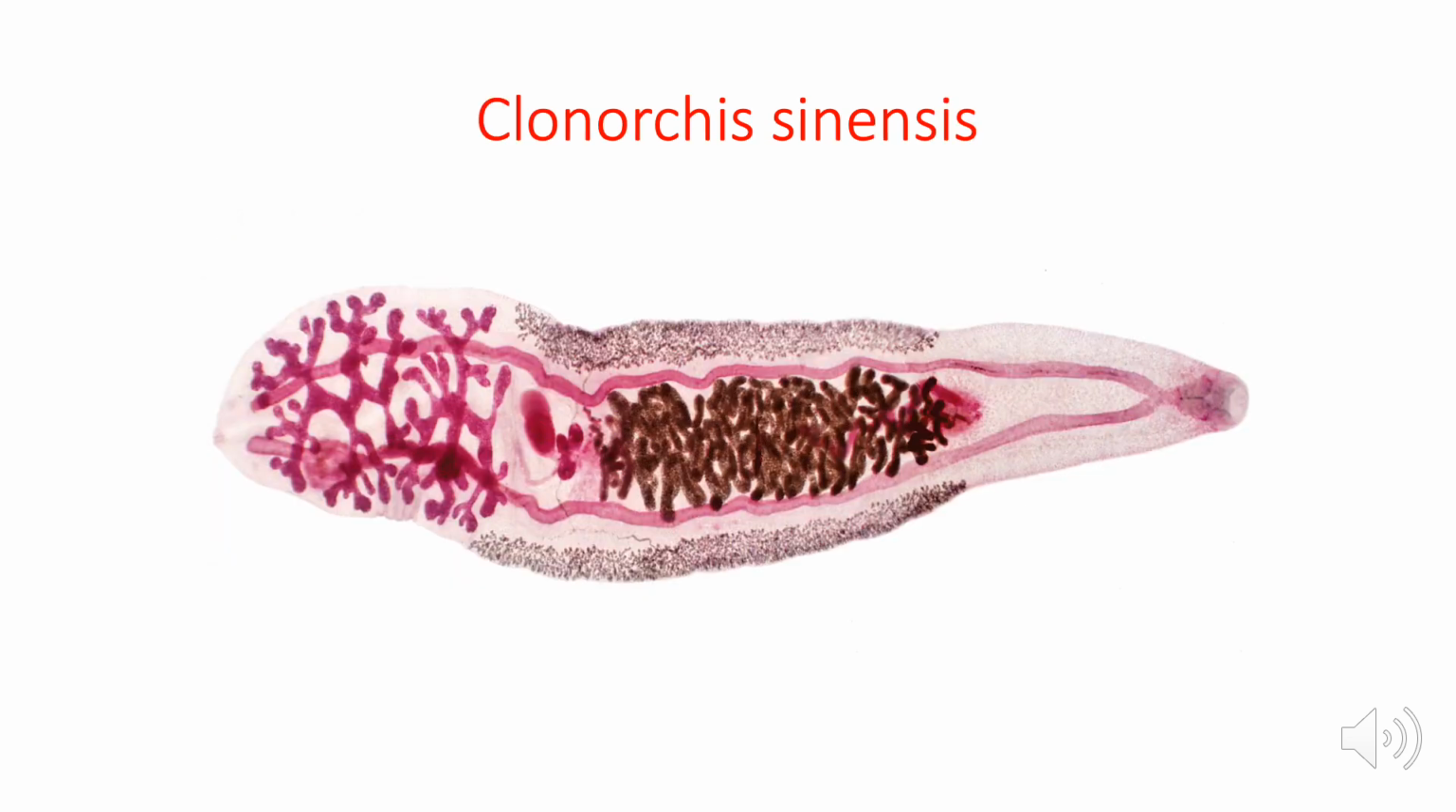This is the adult Clonorchis sinensis, and I want you to check its vitellaria. Can you appreciate that it is only found within the middle 1/3 of the worm? That's one of the things that you can rely on in identifying the Clonorchis adult worm.